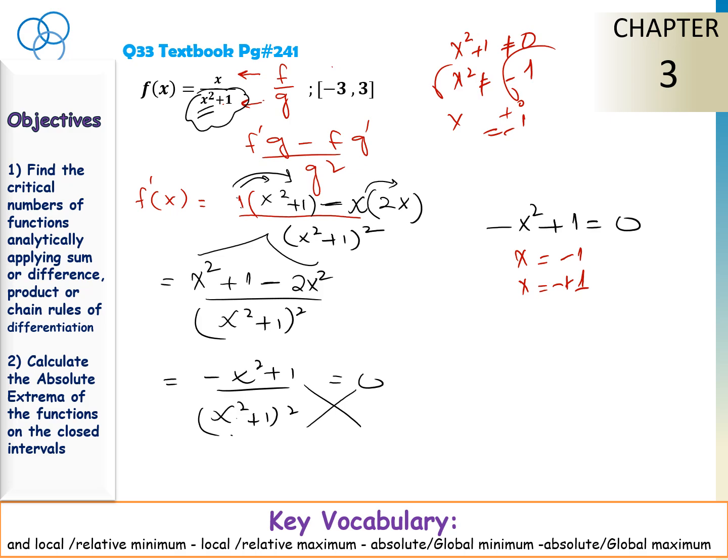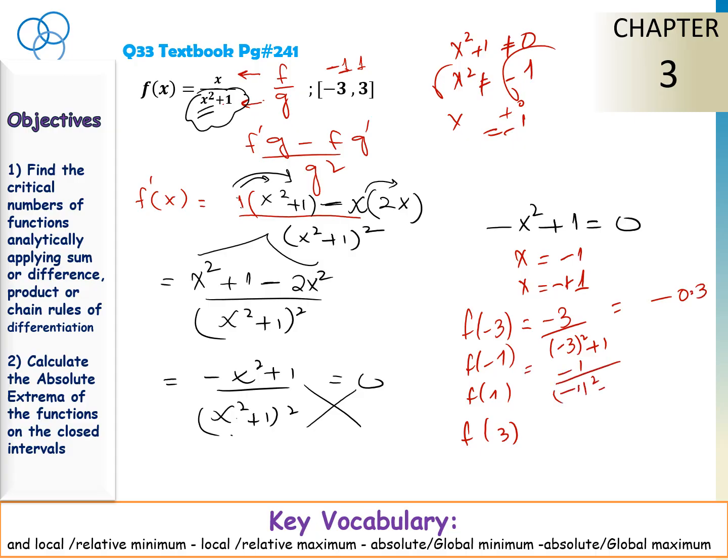Now over here, negative 1 is inside the closed interval and 1 is also in the closed interval. So we have f of negative 3, f of negative 1, f of 1 and f of 3. Now write these values in the original question and get the answer. So you will write negative 3 divided by negative 3 whole squared plus 1 and you will get negative 0.3. Now write negative 1 over negative 1 whole squared plus 1. You will get negative 0.5.